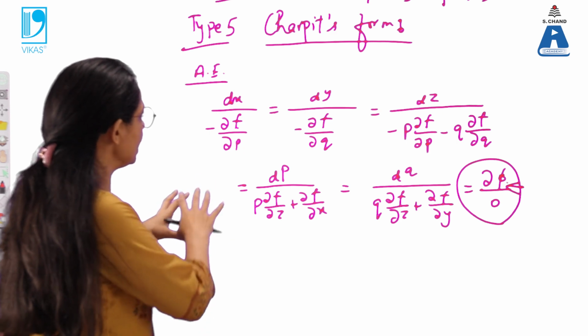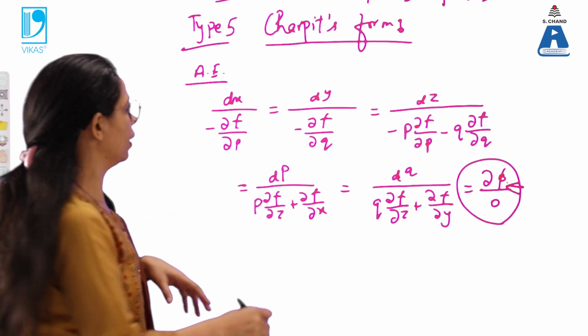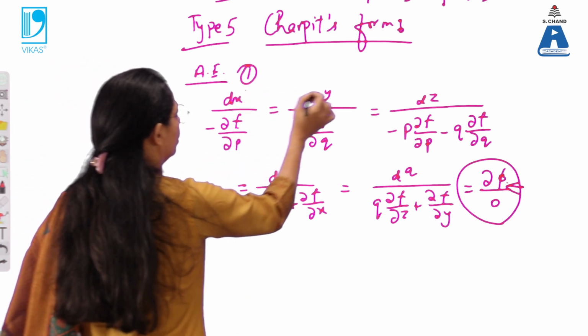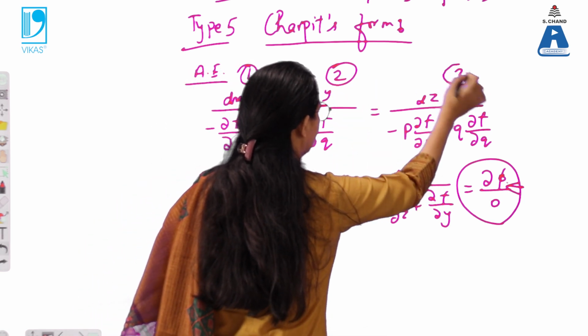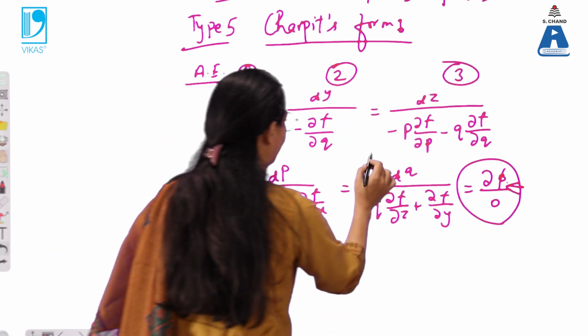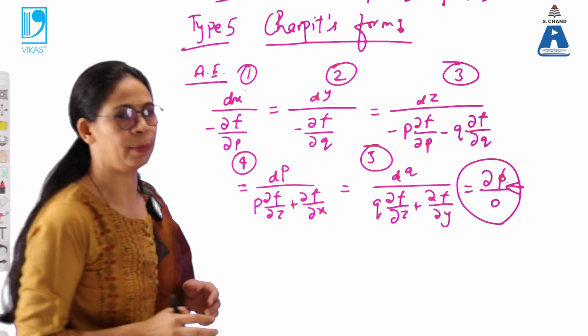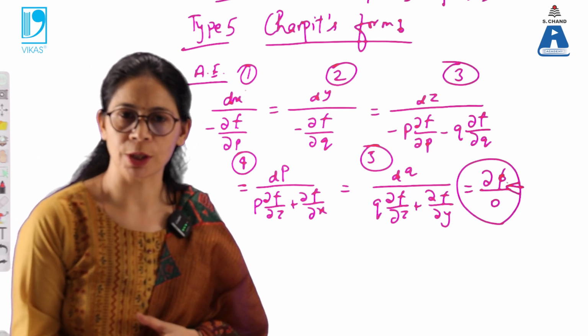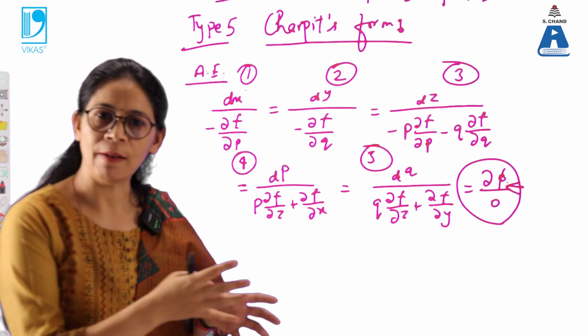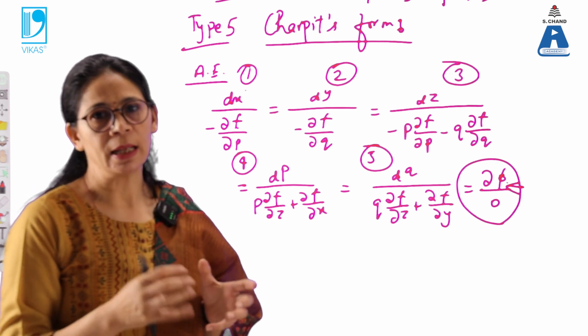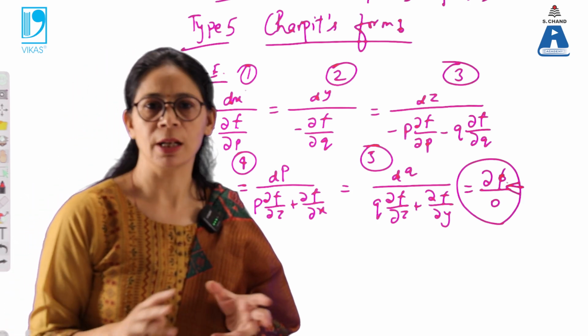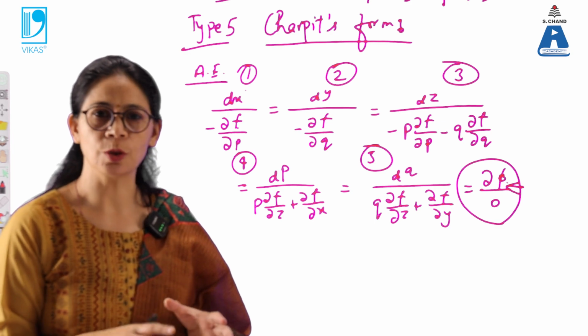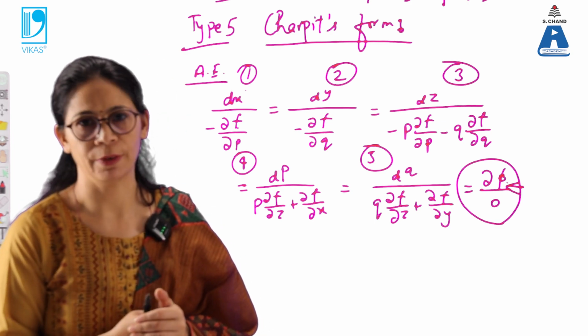So out of these 5 relations, 1, 2, 3, 4 and 5, we will definitely be able to get at least 2 relations, like we did for Lagrange's form, and those 2 relations can be used to find the general solution of the given differential equation.